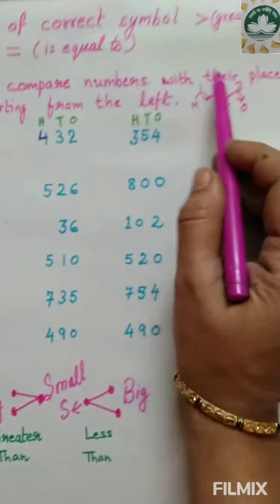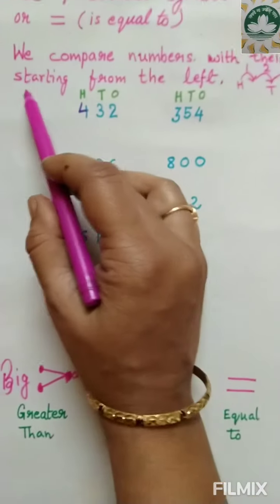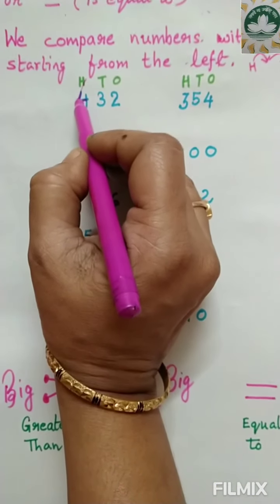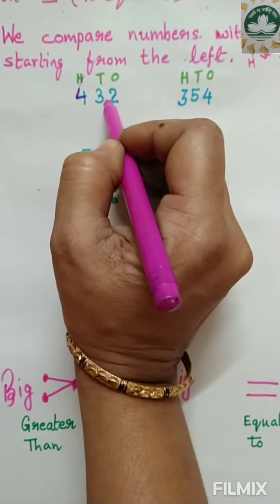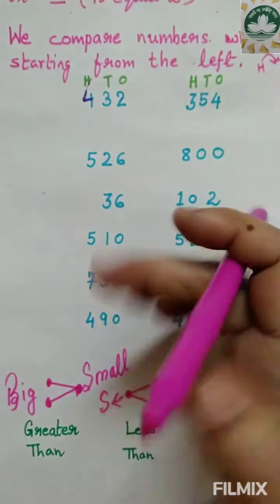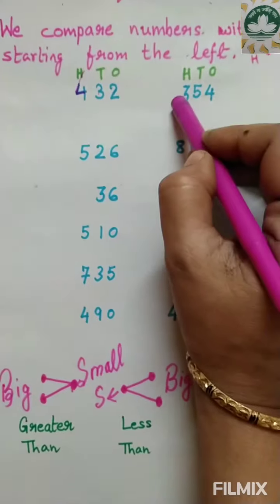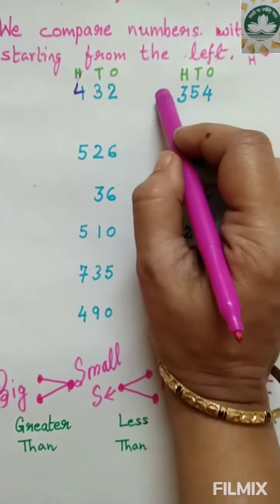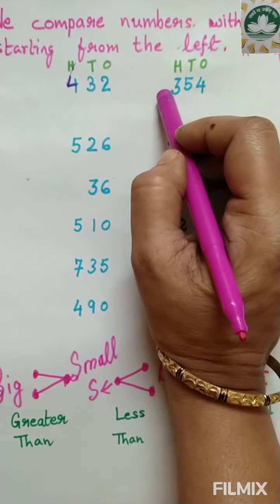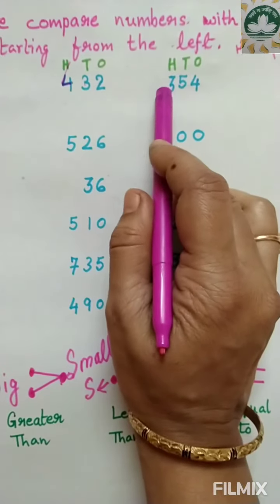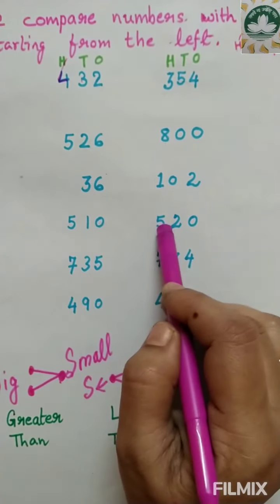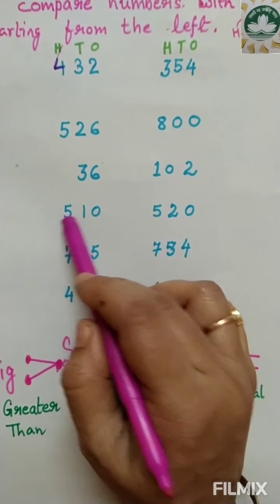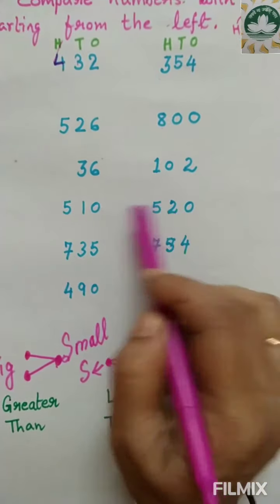We compare numbers with their place value. Starting from the left means always we start from 100, then tens, then ones. First we compare the 100 place number with the 100 place number of the other side. Then if we can find out the greater and lesser number, we will put accordingly. If suppose the two numbers remain the same in the first place, you will find that both the numbers in the hundreds place are same.